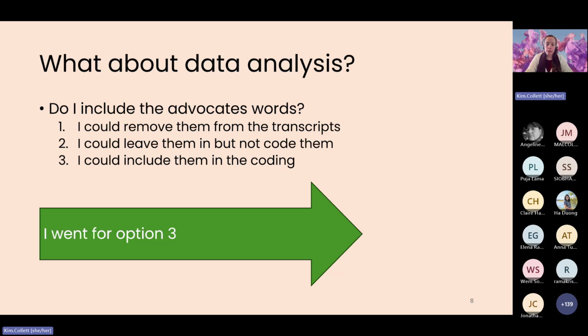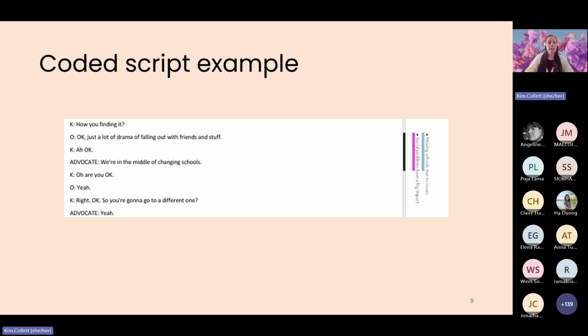My nervousness around voice and my temptation to take the advocates out, I thought actually the third lens that the advocates add into my data has already happened because they were in that conversation. So it didn't make much sense to try and remove them at this transcript level. So this is a little example here. Hopefully you can see that is a screenshot of one of my coded scripts.